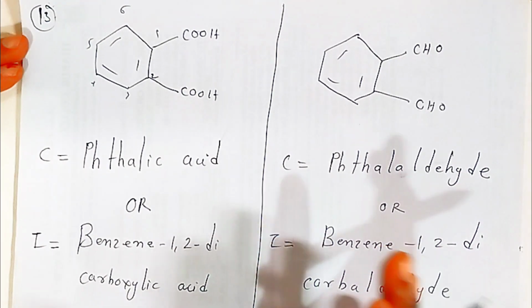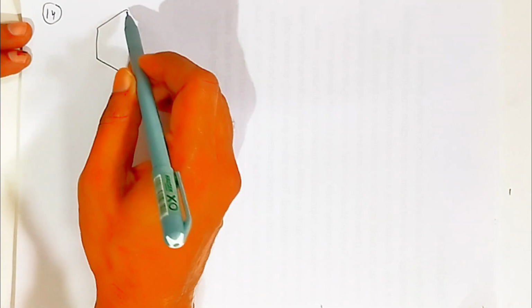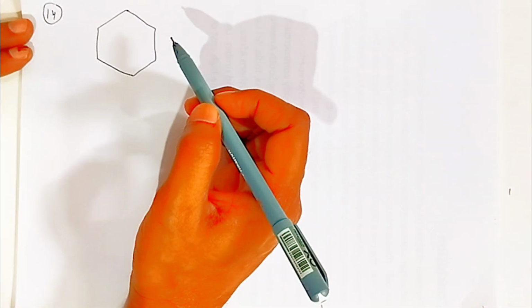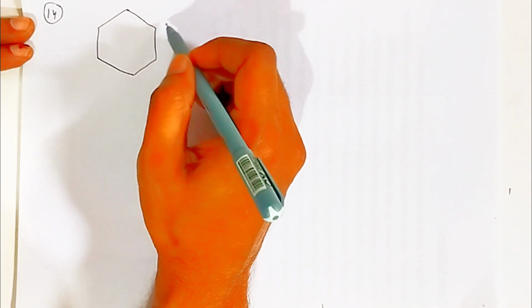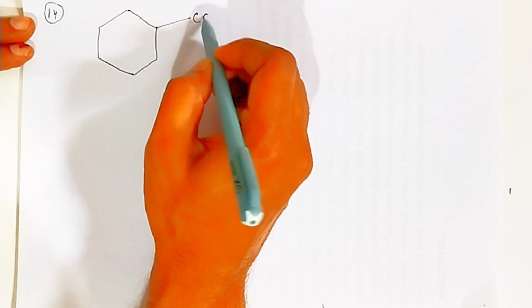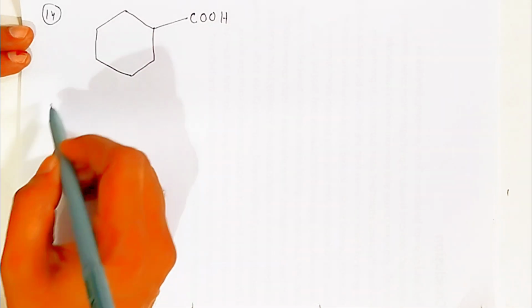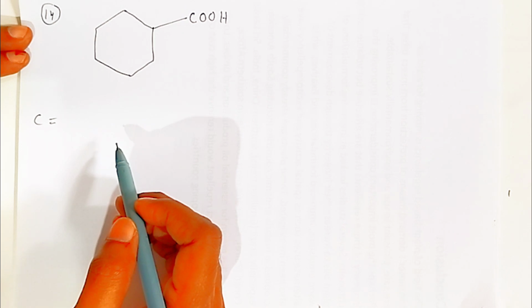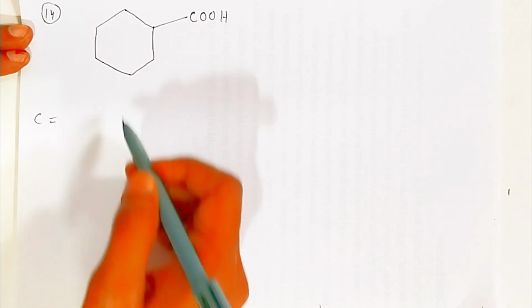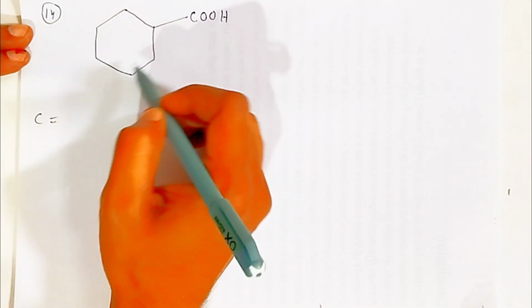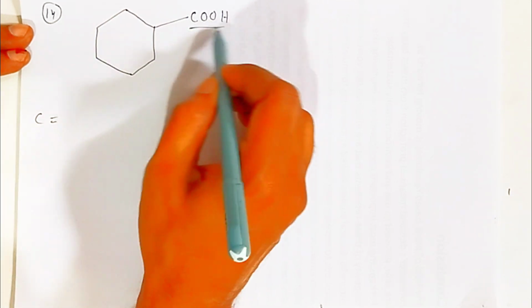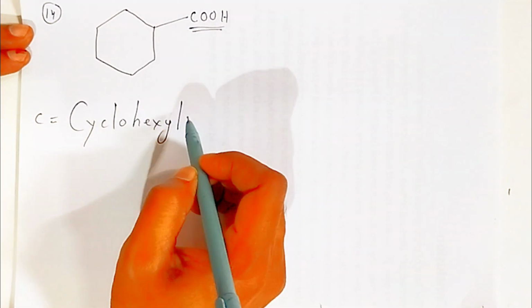Okay, students, this is a very important organic compound. Your carboxylic acid is attached to cyclohexane, any cycle. So what will be the name, students? The name of this compound will be cyclohexyl carboxylic acid. Since it is derived from cyclohexane, one of the hydrogens of the cyclohexane we are now replacing by the COOH group.